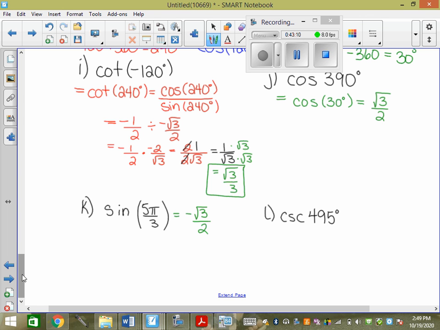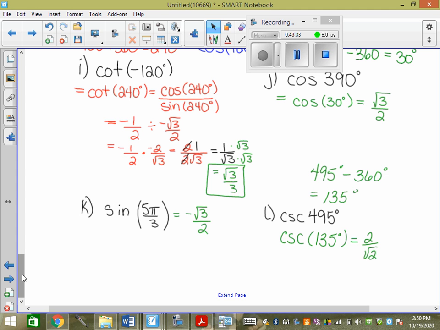Okay, cosecant of 495, too big. 495 minus 360 equals what? 135. So cosecant of 135, we go to 135. I take my sine, and I flippy flip it. And I get 2 over root 2. And it's positive, right? Rationalize. You get 2 root 2 over 2.